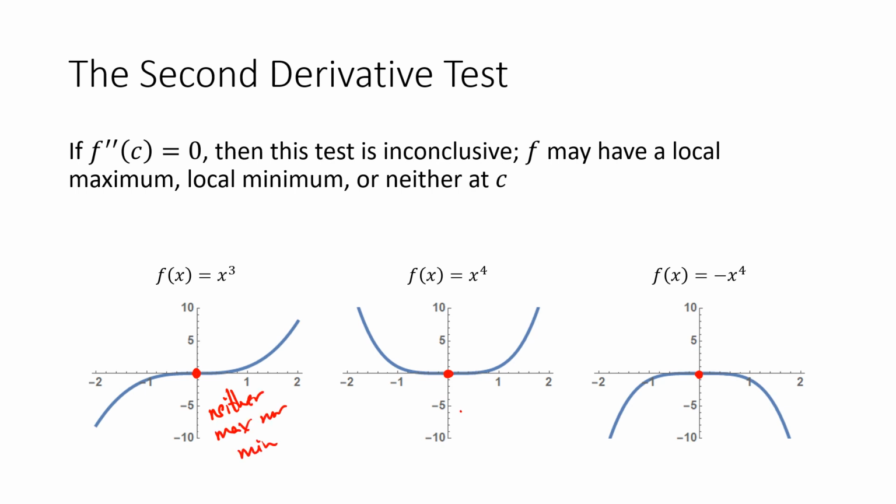In this middle picture, we've got a local minimum. In the third picture, we've got a local maximum. So really anything can happen. So unfortunately, if you're trying to use the second derivative test and you end up getting a second derivative that equals 0, you're going to have to go back and use the first derivative test to test that critical point to see if it's actually a max or a min.